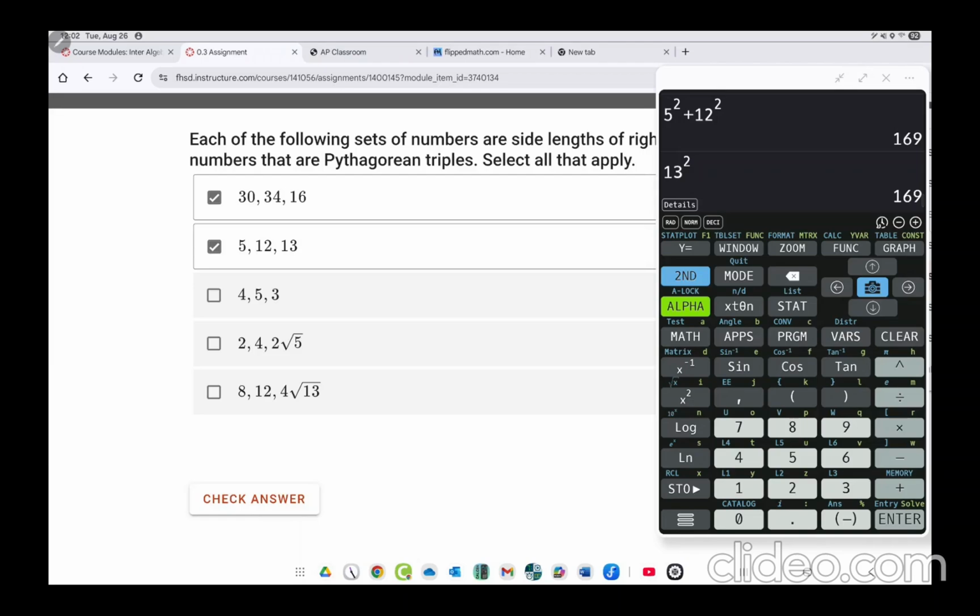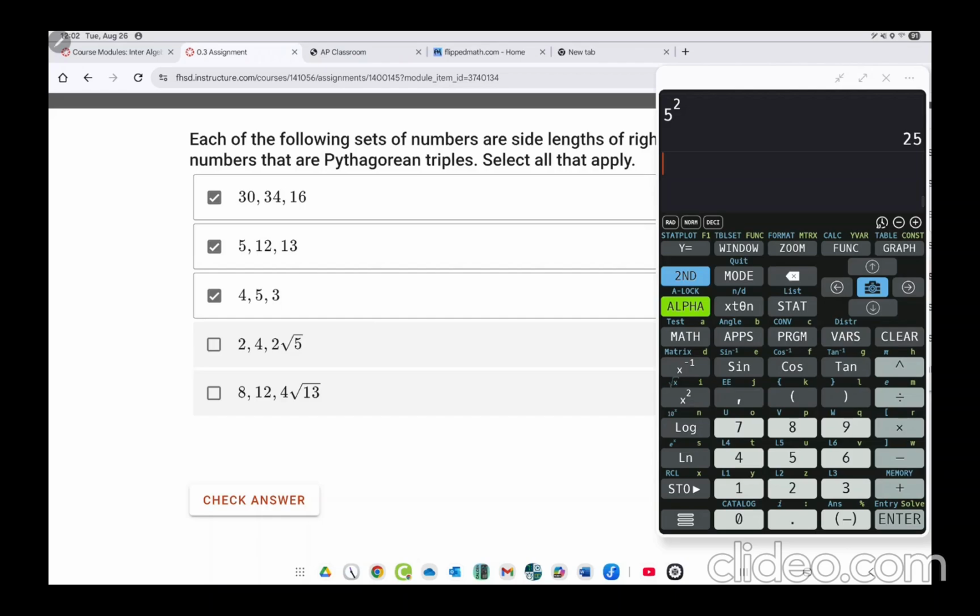3, 4, 5. By the way, 3, 4, 5 is a very common Pythagorean triple, but yeah, 3 squared plus 4 squared does give you 25, and you should know that 5 squared is 25. So yes, all three of these so far are right triangles.